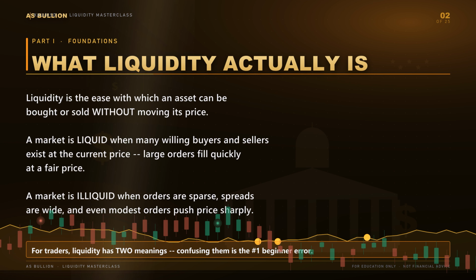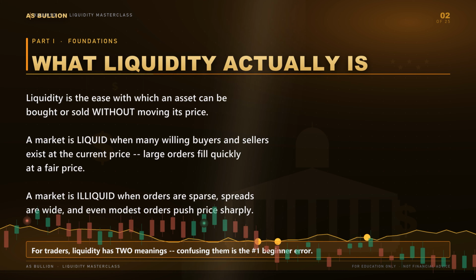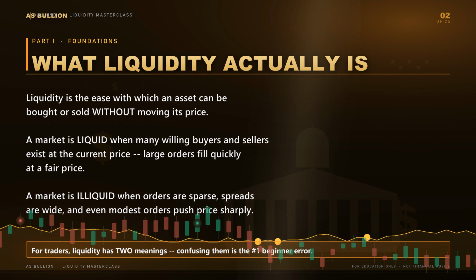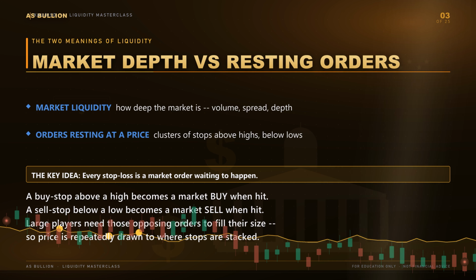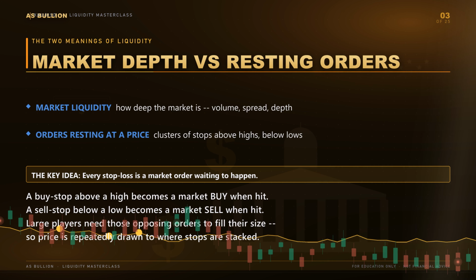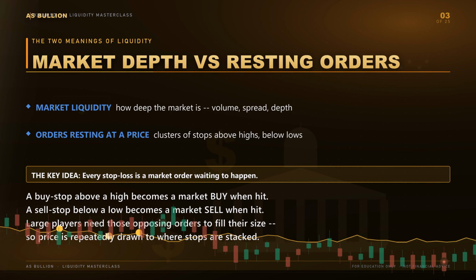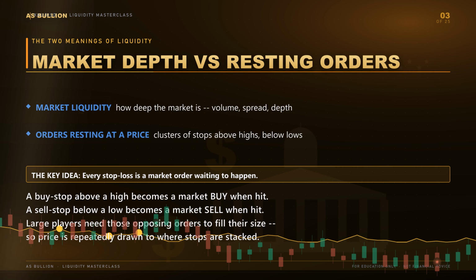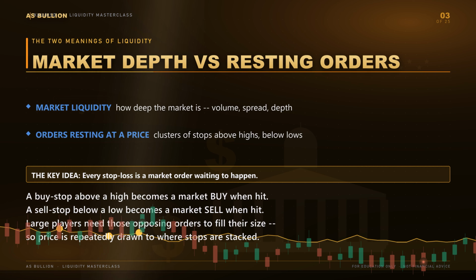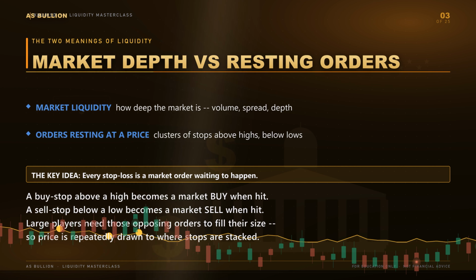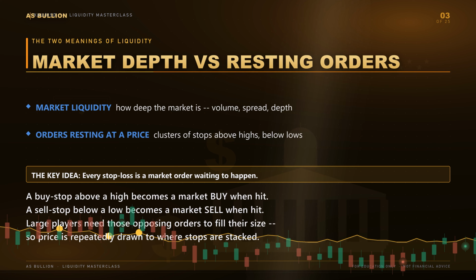For a trader, liquidity has two meanings, and confusing them is the number one beginner error. The first meaning is market liquidity, the classic definition: how deep and tradable the market is, based on volume, spread, and order book depth. The second meaning is liquidity as orders resting at a price. These are clusters of stop losses and pending orders that sit above highs and below lows, waiting to be filled. This is the liquidity in liquidity pool and liquidity grab.